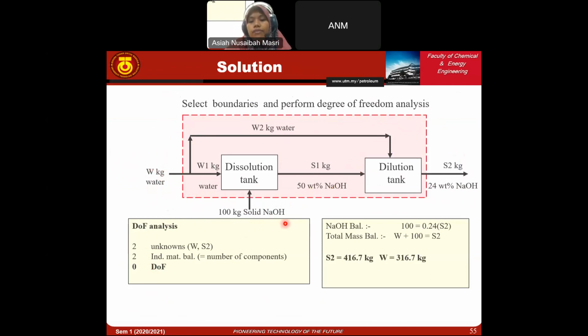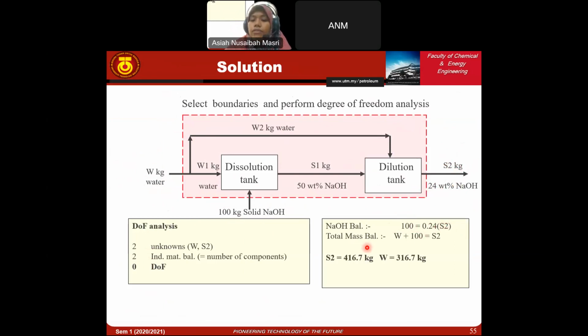We only have NaOH in the solid NaOH and also in the product. So input equals output. Our input is 100 times 1, since the fraction is pure, so it will be 1, equals to our output. Here we have 0.24 times S2. So from the NaOH balance, we should be able to solve for S2.